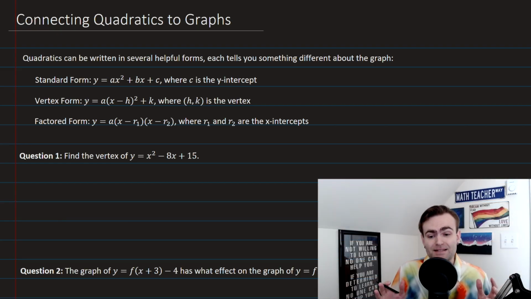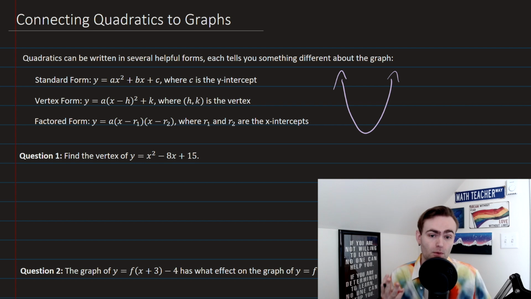So let's connect the different forms of quadratics to the graph of a quadratic, which is a lovely parabola, or, more commonly known as the U shape for many of my students. So we have three major forms for quadratics. We have standard form, which is your ax squared plus bx plus c. And in this form, the c is the y-intercept. That's really the only big piece of information you get.